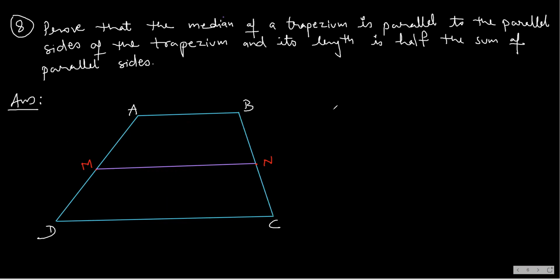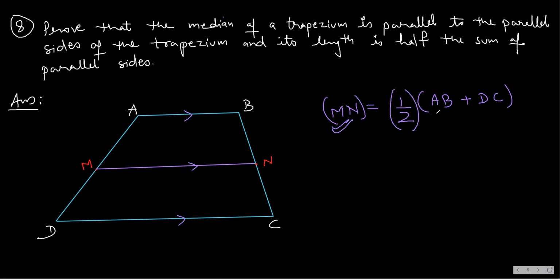That is, I have to prove that MN will be equal to 1 upon 2 of the sum of the lengths of the parallel sides, that is half of AB plus DC. So there are 2 things to be proved in this question. First, prove that MN is parallel to AB and DC. Second, prove that the length of MN is 1 by 2 times the sum of the lengths of the parallel sides. I hope you followed the question. Now we will go for the solution.